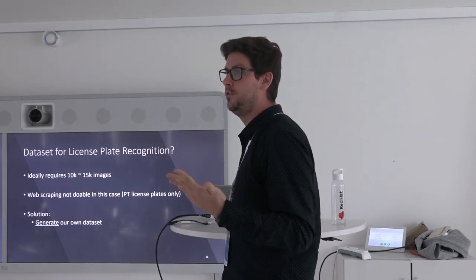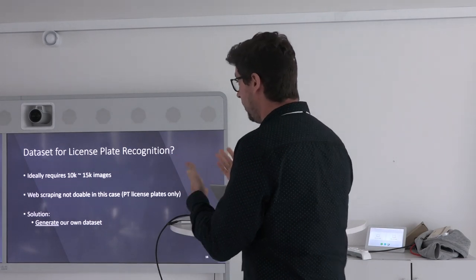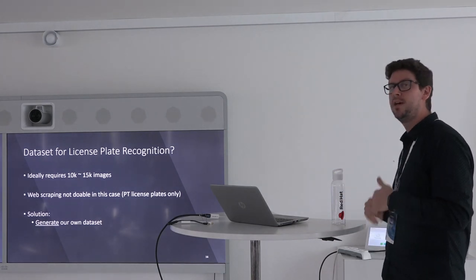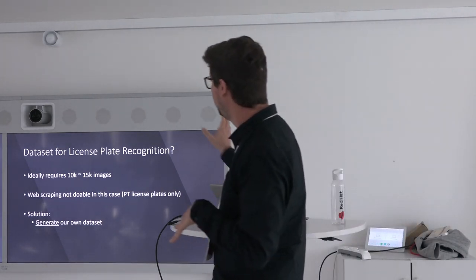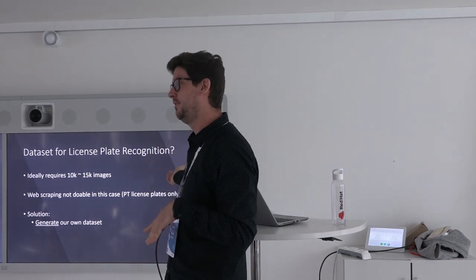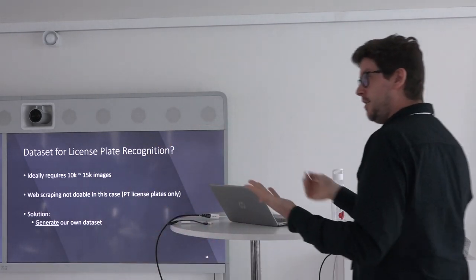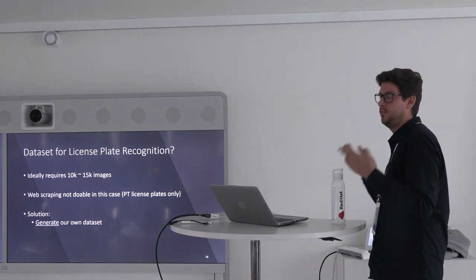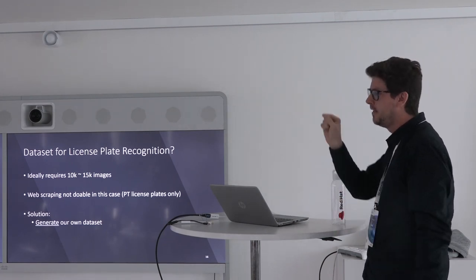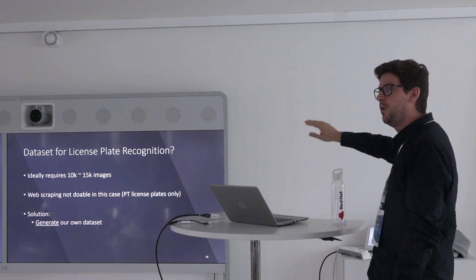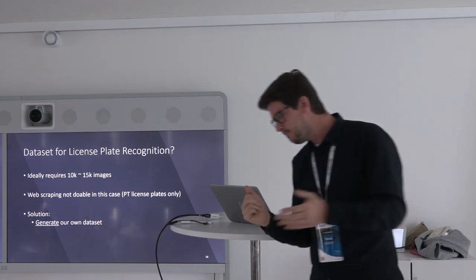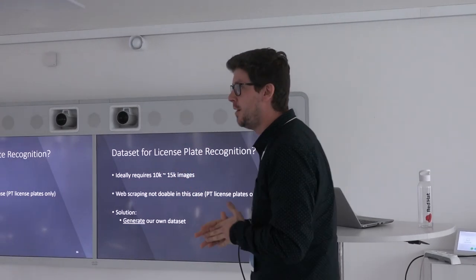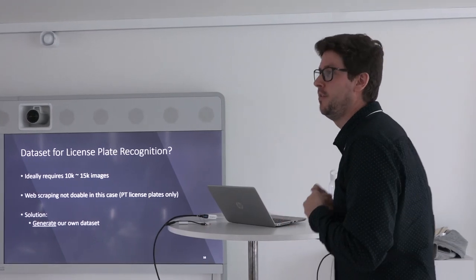So it's even harder to get images of this example and labeled. Because the problem here is, maybe I could build also a web scraper that could gather some images of PT license plates, but then I would have to hire someone or pay them to label each license plate, and they will have to say, okay, this license plate is 10 PA 20, for example. So I thought about this and my solution was, I'm going to try and generate my own data set.